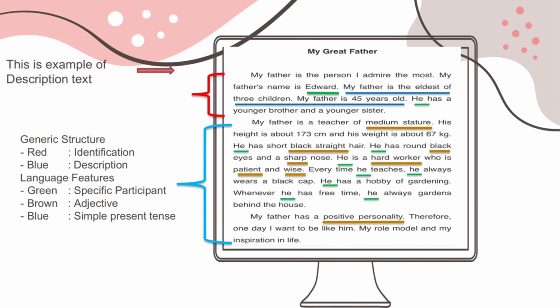And the description part is: my father is a teacher of medium stature, until my father has a positive personality, therefore one day I want to be like him, my role model and my inspiration in life.